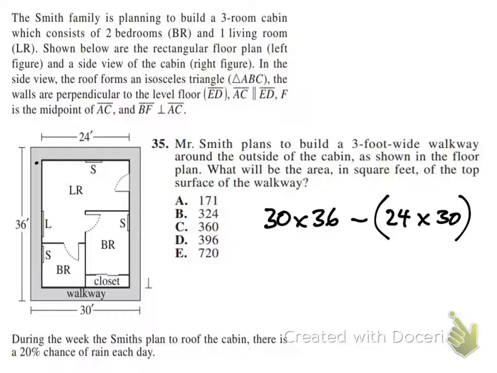Because this is 3 feet on each side. I got 3 feet here, and I've got 3 feet here. The inside measurement of the house here is 30. Okay, so when you multiply that together, 30 by 36 minus 24 by 30, what do we get? Somebody have it? Nobody's. 360 is what we get. Okay, if you do those, can we confirm that? It's 360? Okay, so 360 is what we get. 360 square feet. Okay, next question.